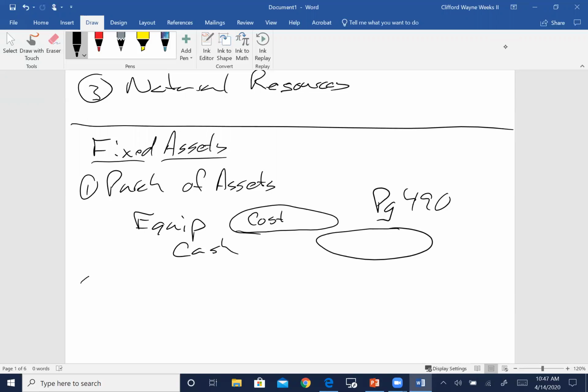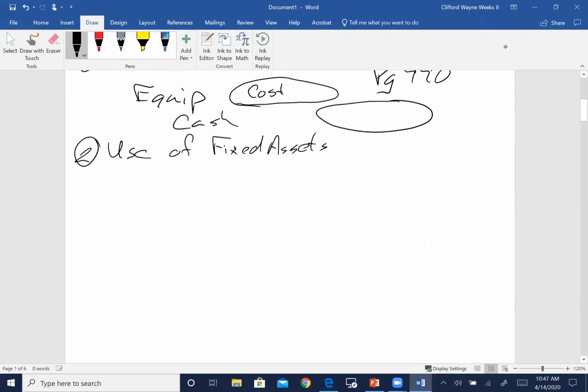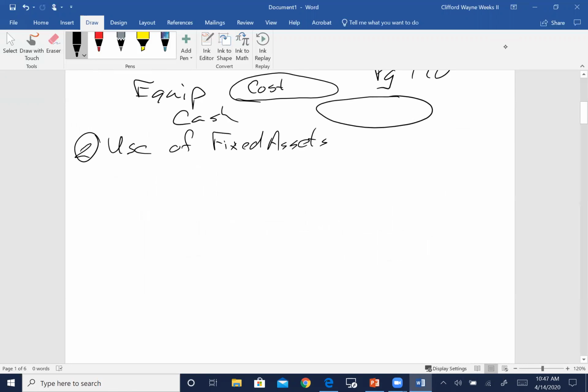The second thing, all right, is the use of fixed assets, okay? Using fixed assets, really, what we're trying to accomplish is the matching principle, all right? The matching principle basically says we want to record the revenues when we've earned them, and we want to match the expenses when we've incurred them, all right?